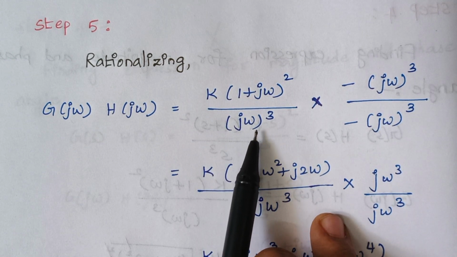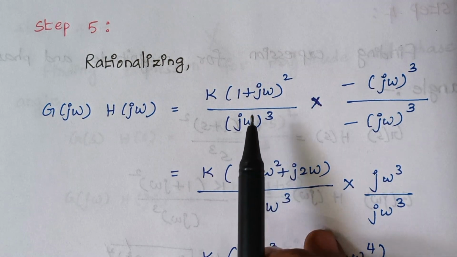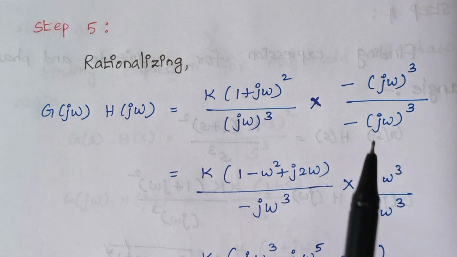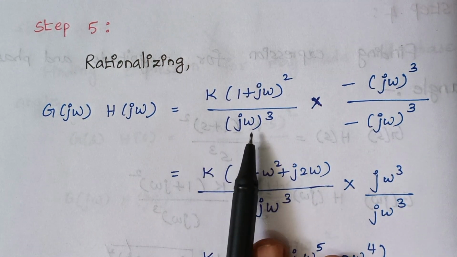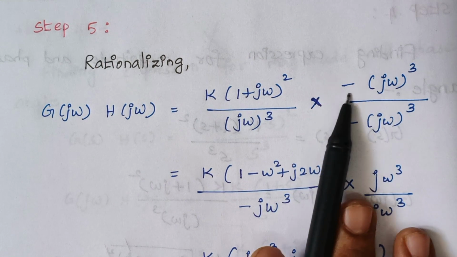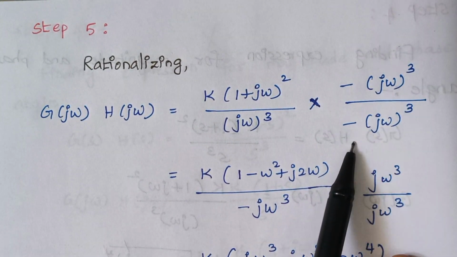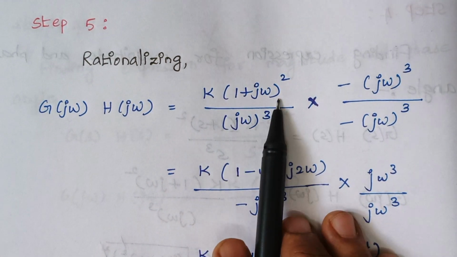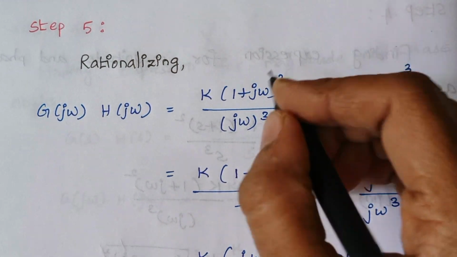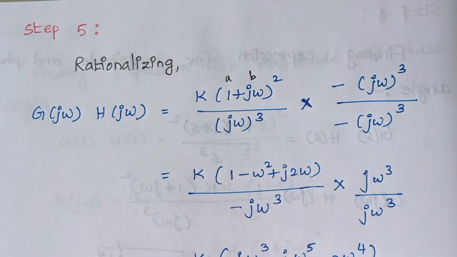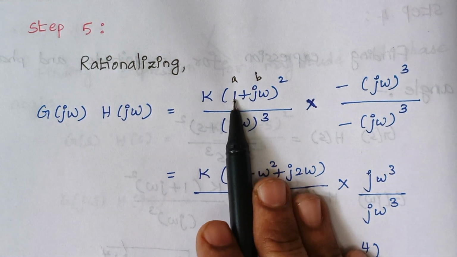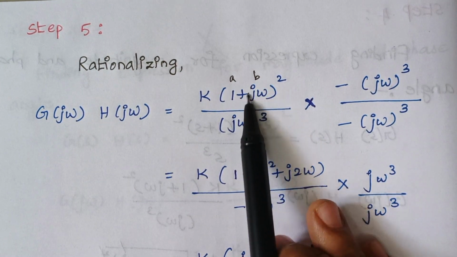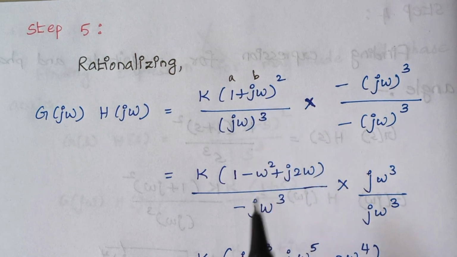So rationalizing is nothing but we are just going to change the sign of the denominator and we are going to multiply and divide by the same term. Right. So here you see I am having plus j omega whole cube. So here I had taken minus j omega whole cube divided by again minus j omega whole cube. Right. And here this is of the formula a plus b whole square. Right. So this is a and this is our b. So what is the formula? A square. So 1 plus b square. Here b is j omega. When you take j omega whole square, that gives you minus omega square.